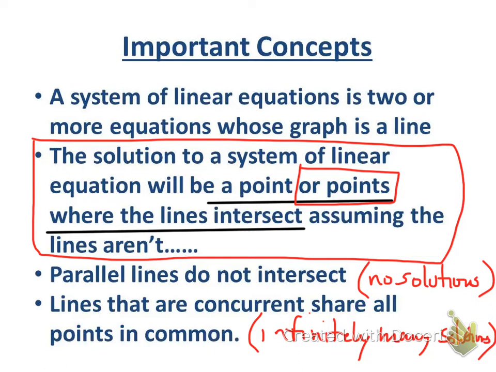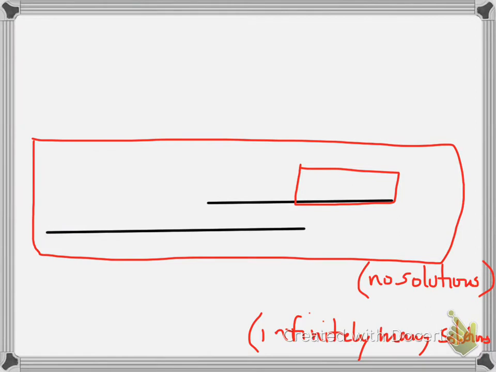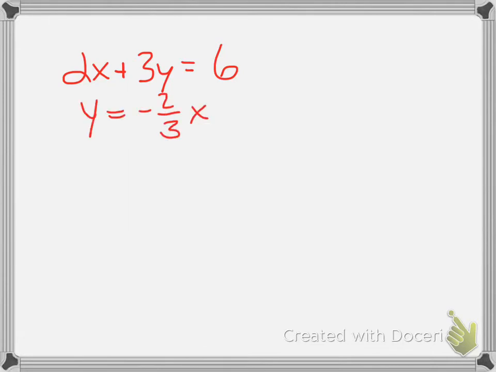Those would be two lines that are exactly the same. You want to see an example of what that might look like? Here's an example of what that might look like using the bell work problem that we just started with. You might be given a solution, or you might be given an equation, a system of equations like this. 2x plus 3y equals 6. And the second equation is y equals negative 2/3 x plus 2.